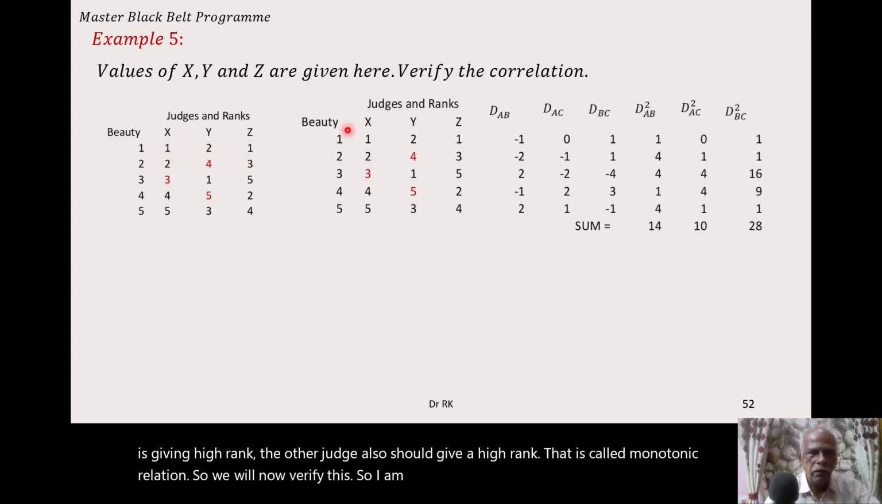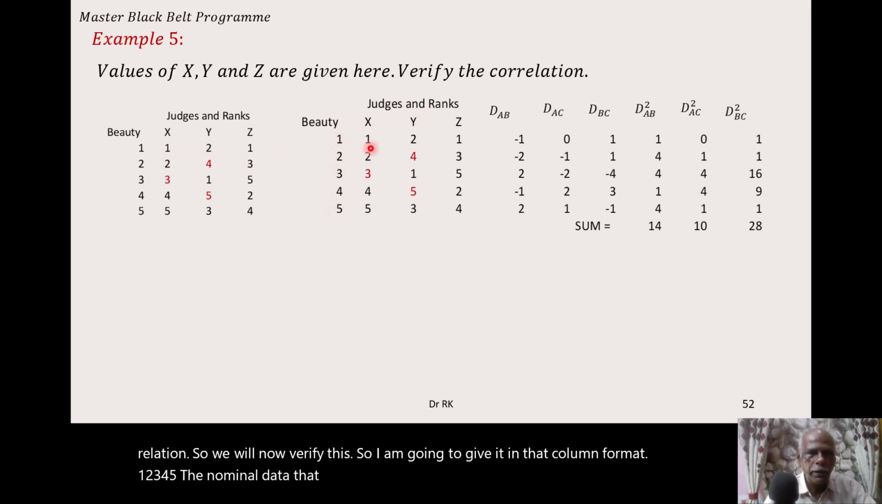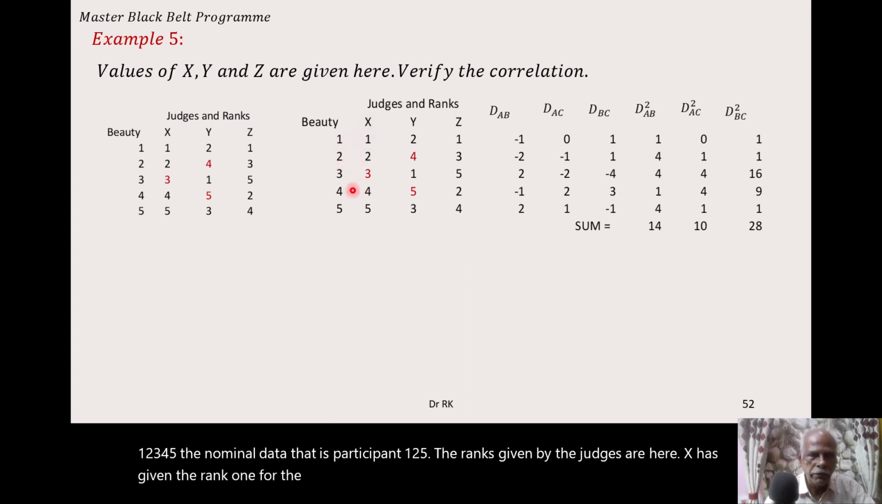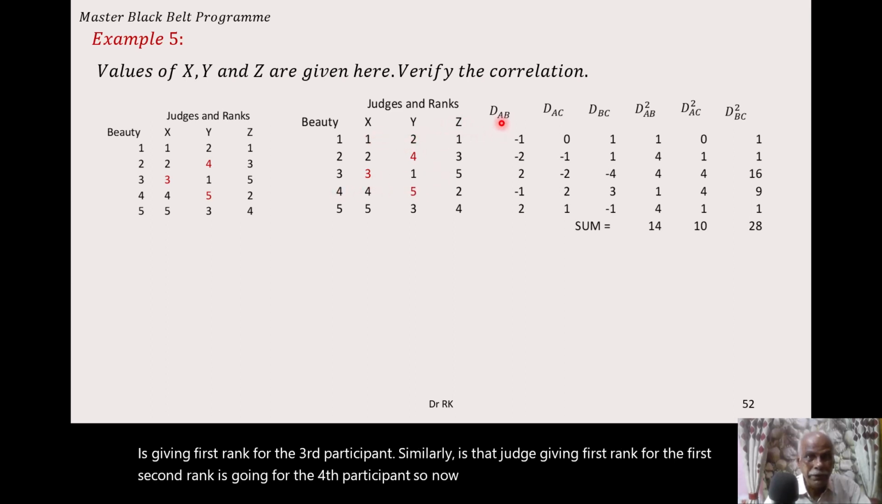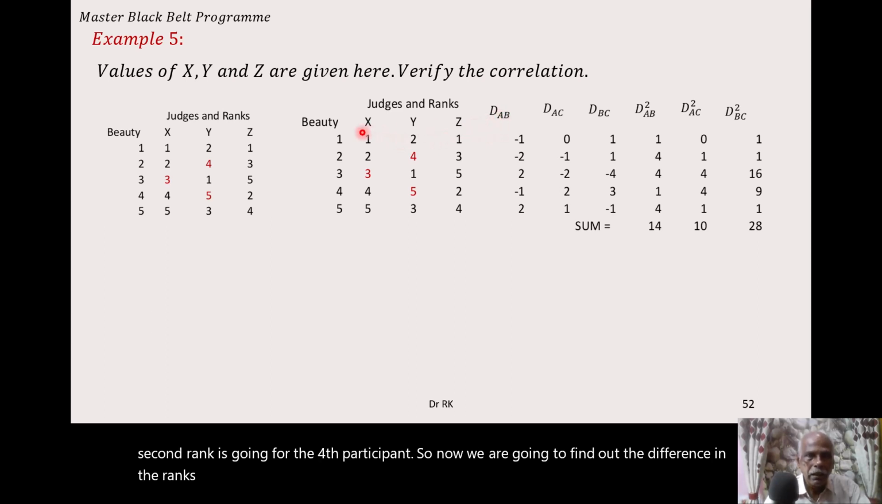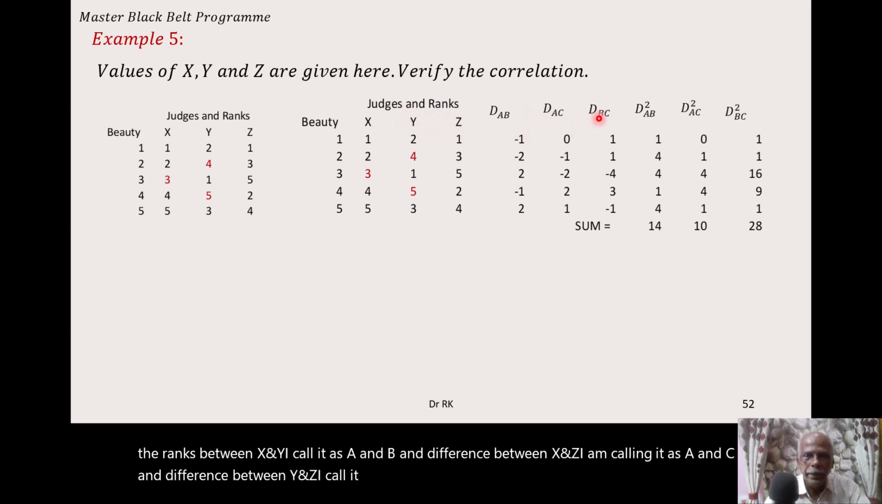I am going to give it in column format 1, 2, 3, 4, 5, the nominal data, that is participants 1 to 5. The ranks given by the judges are here. X has given rank 1 for 1, 2 for 2, 3 for 3, 4 for 4 and 5 for 5. Y has given differently. He gives first rank to the third participant. Similarly, judge Z gives first rank to the first participant and second rank to the fourth participant. Now we are going to find the difference in the ranks between x and y. I call it dAB, the difference between x and z I call dAC, and the difference between y and z I call dBC, right?